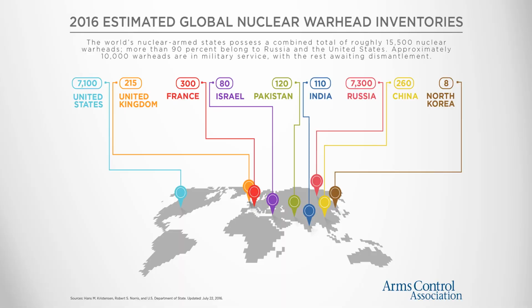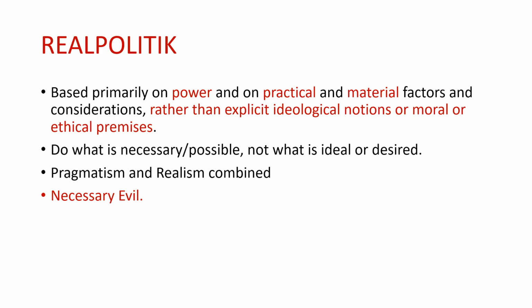Clearly, since the Cold War, the states have a lesser number of nuclear warheads, but they still have enough to destroy human civilization a few times over. The realist understanding of world politics can be best explained through one of their core principles, realpolitik. This is a German term used to describe a particular interpretation of power politics, based primarily on power and on practical and material factors and considerations, rather than explicit ideological notions or moral or ethical premises. So, under realpolitik, states are asked to do what is necessary or possible, not what is ideal or desired.